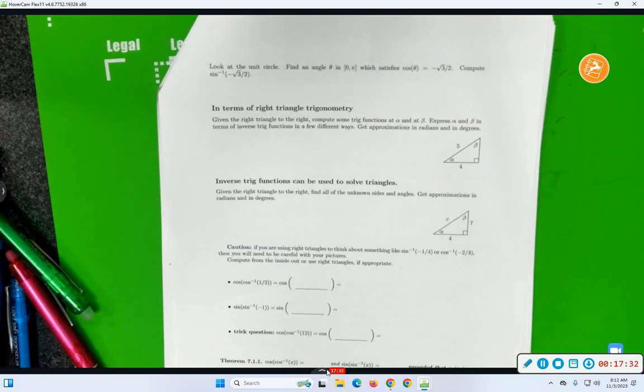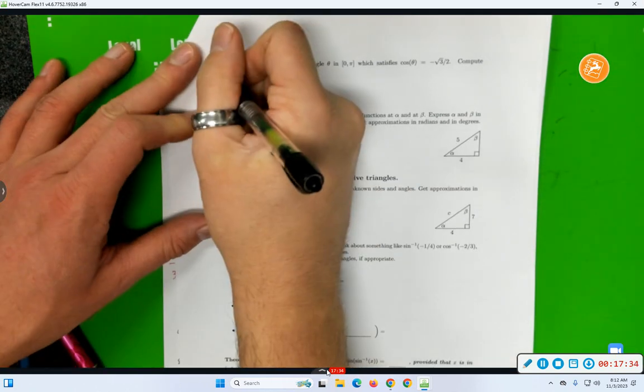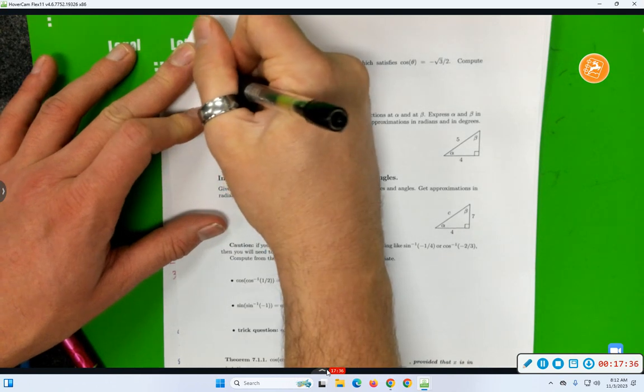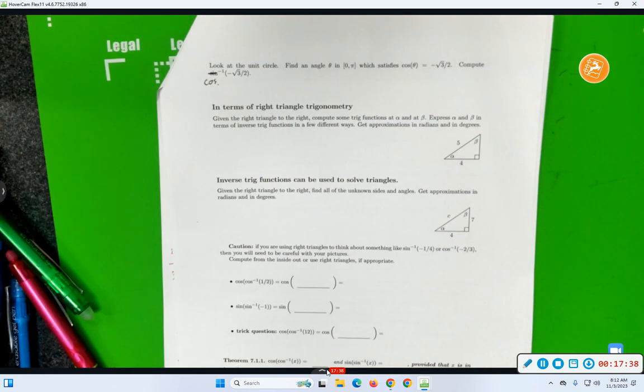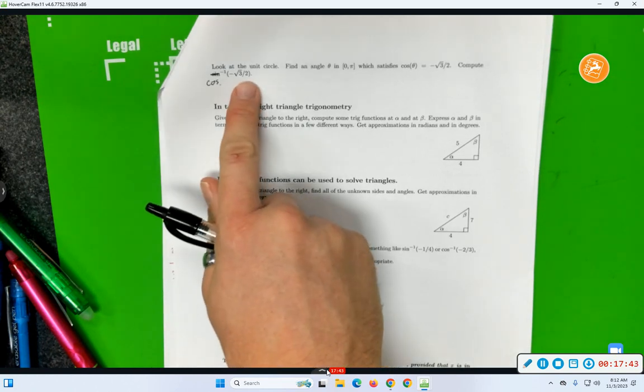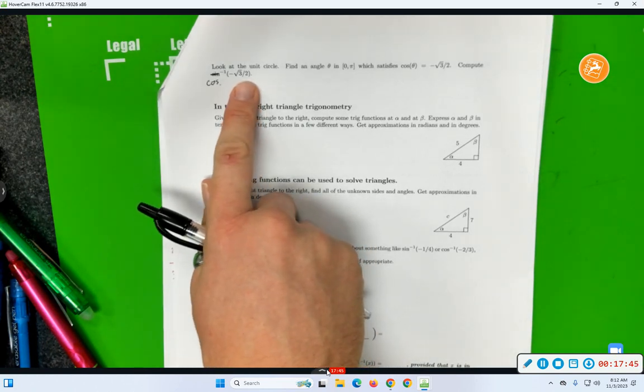All right, so here's one for you to do. Pause the video and do the following. Compute inverse cosine of negative root 3 over 2. So what does that mean?